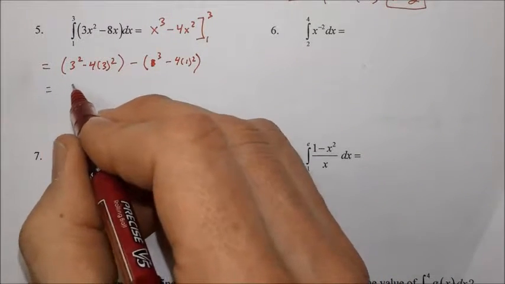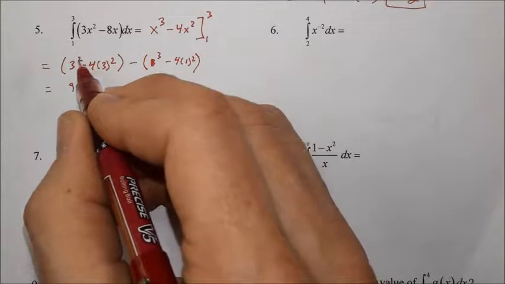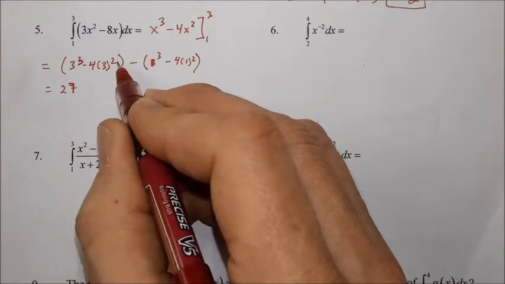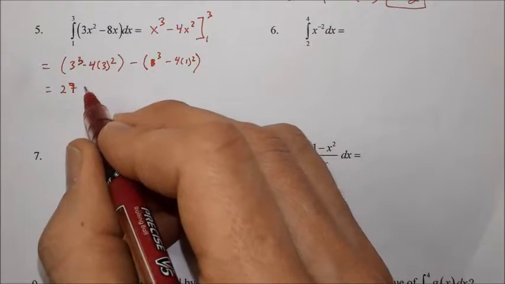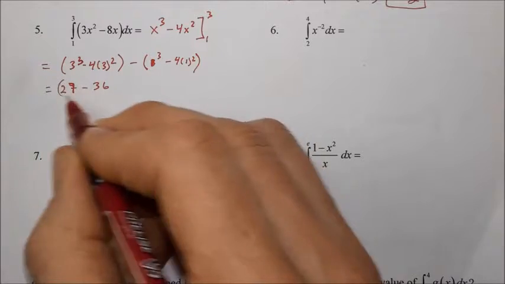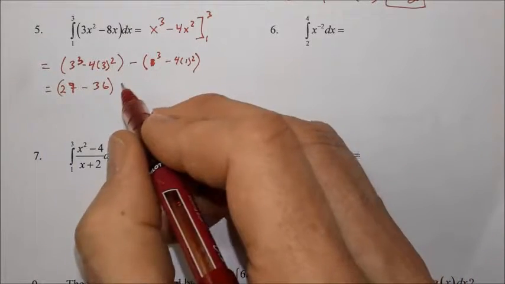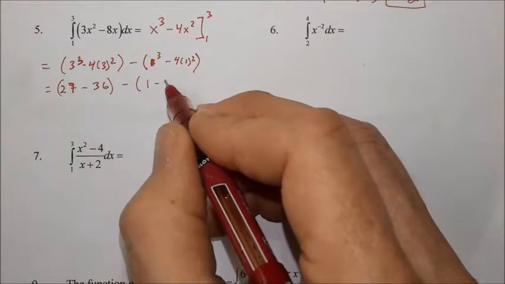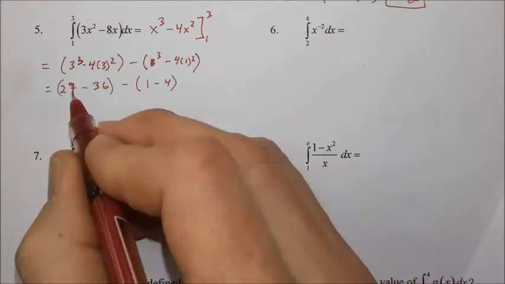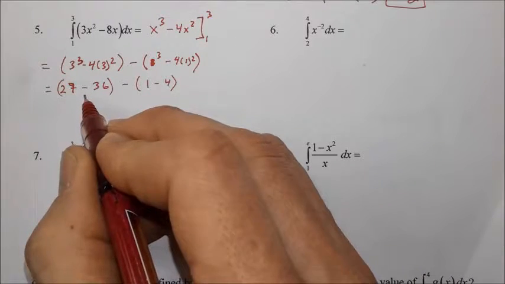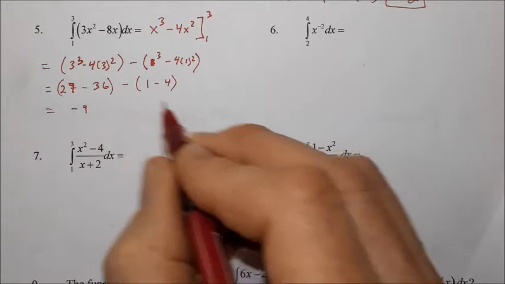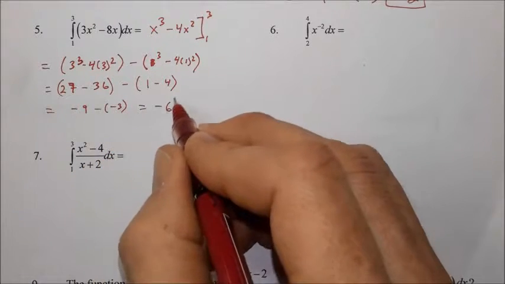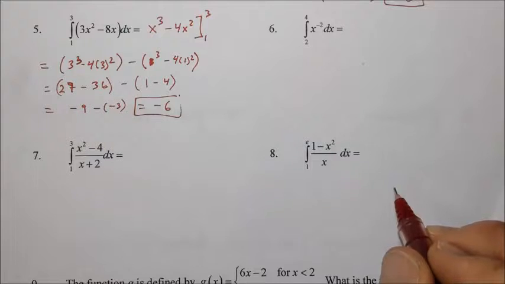3 squared is 9, 3 cubed, that should be a cube there, my bad. 3 cubed is 27, 3 squared is 9 times 4 is 36. So we have 27 minus 36. Over here we have 1 minus 1 squared doesn't matter, so we just have 1 minus 4. Okay, so 27 minus 36 is negative 9, and then we are subtracting negative 3, which means we're really adding 3, so our final answer is negative 6.